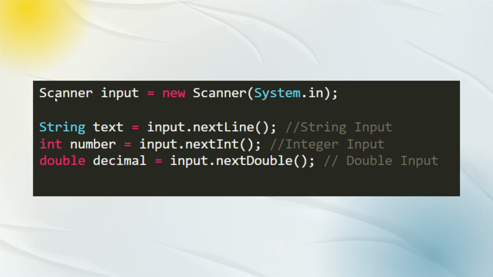One thing you may have noticed is that primitive values are lowercase. So int and double are primitive values, and they are lowercase. Scanner and String are objects, and they're almost always uppercase.